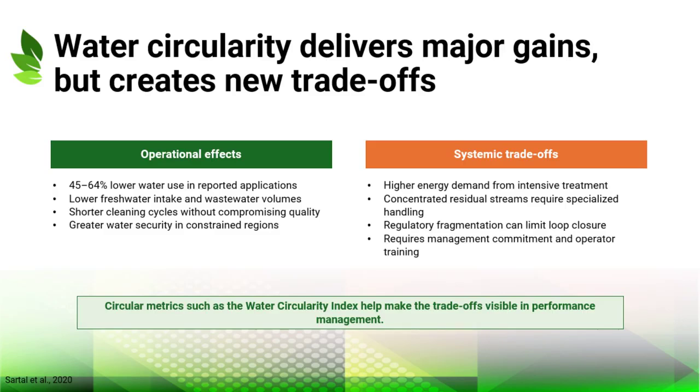However, intensifying recycling produces concentrated residual streams that require advanced treatment. It can also increase energy demand because more in-plant treatment is needed. Regulatory fragmentation may restrict loop closure, and operators need training to manage new routines. The chapter therefore recommends metrics such as the Water Circularity Index to make performance and trade-offs visible. Use this balanced view to avoid presenting water reuse as a simple technical fix.